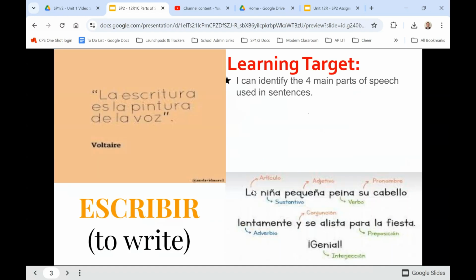Okay, our learning target. We only have one for this lesson. I can identify the four main parts of speech used in sentences. El verbo de hoy es escribir, to write. Y la cita dice, la escritura es la pintura de la voz. Writing is the painting of the voice. I love that. It's very poetic.